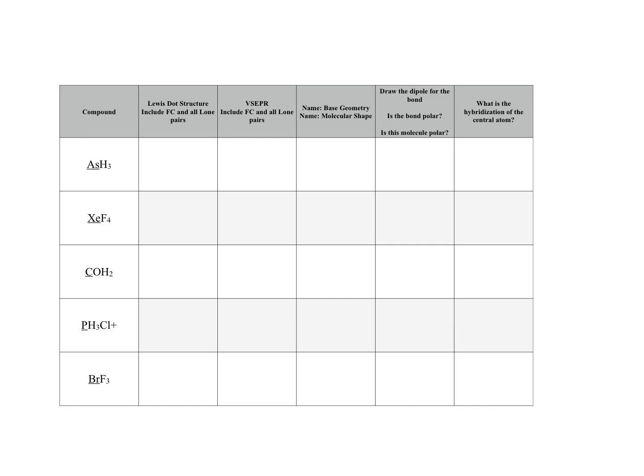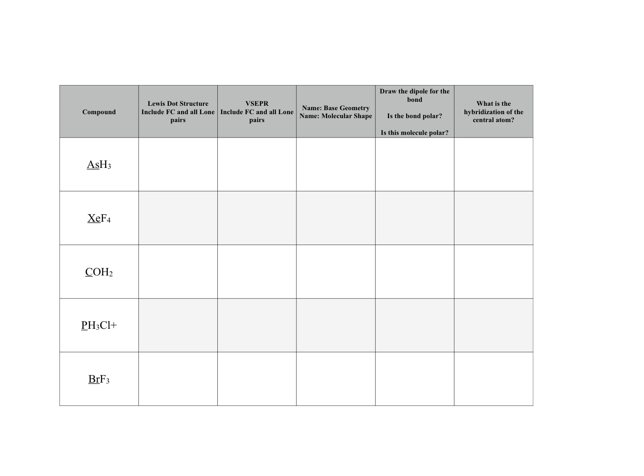So now, in this example, we are going to fill out this table. Now, these tables are somewhat similar to what you might see on the exam, where it's going to ask you for lots of different components. It's going to ask you for a Lewis dot structure, a VSEPR structure, to name the base and the molecular shape, draw the dipole for the bond. Is the bond polar? Is the molecule polar?